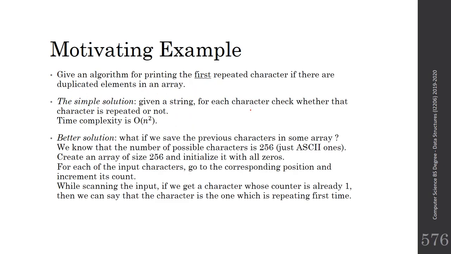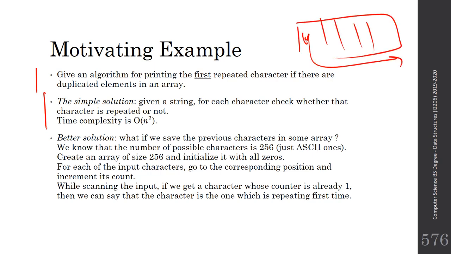To motivate using a hash table, we have an example here. We are asking you to give an algorithm to print the first repeated character if there are duplicated elements in an array. The simple solution is that you need to loop two times. You take the first element and try to find if it exists in the remaining array, and you go on like this, taking each element and searching the remaining array. The complexity is equal to n squared.